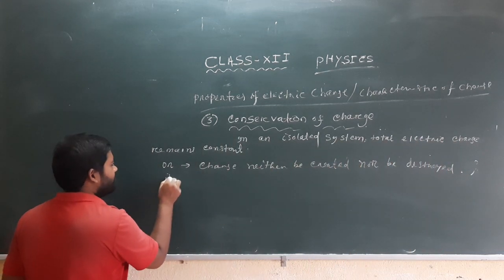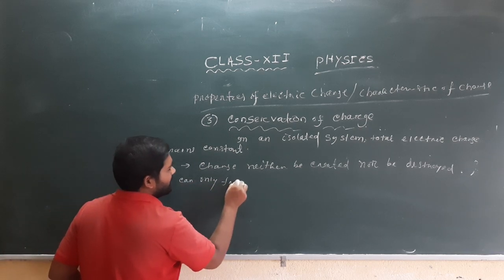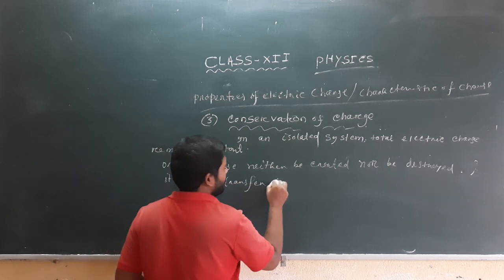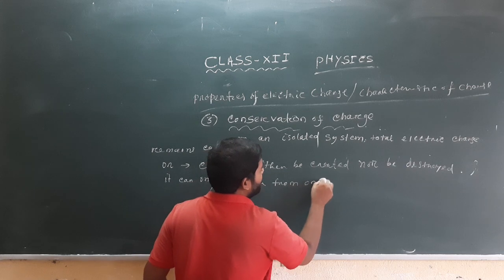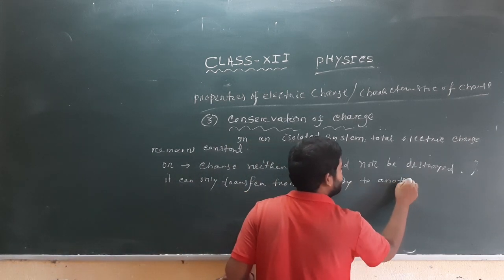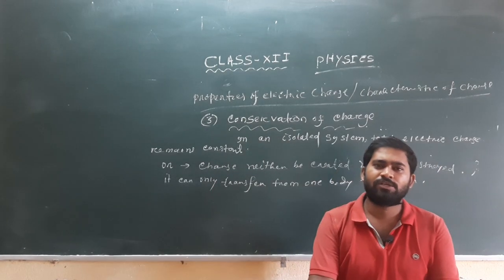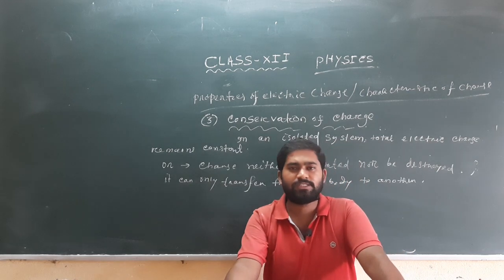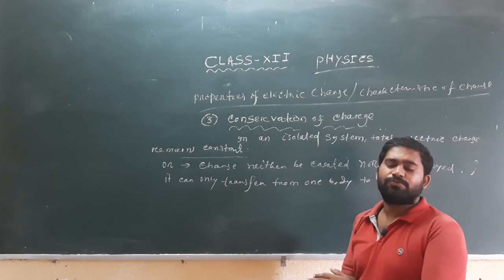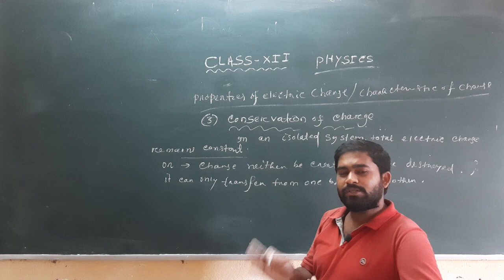It can only transfer from one body to another. So conservation of electric charge says the total charge of a system is always constant. Whichever system we observe, the total charge of that system remains the same.